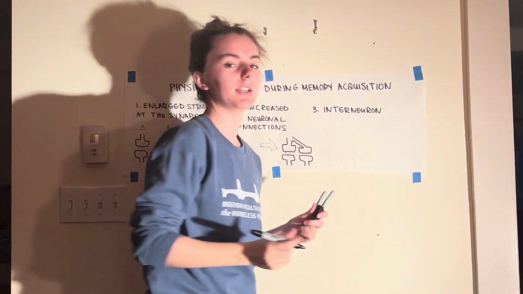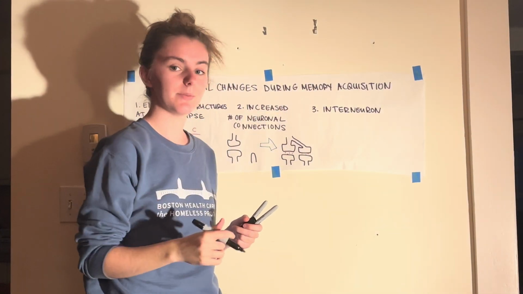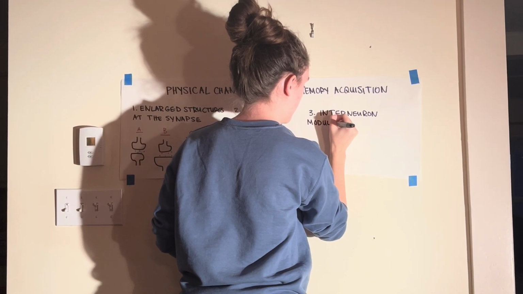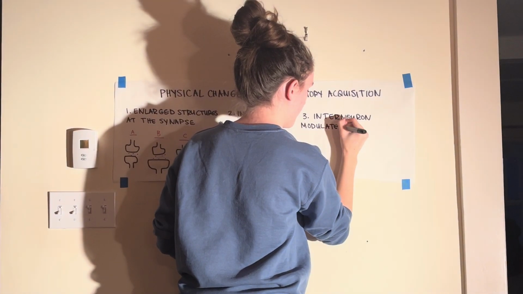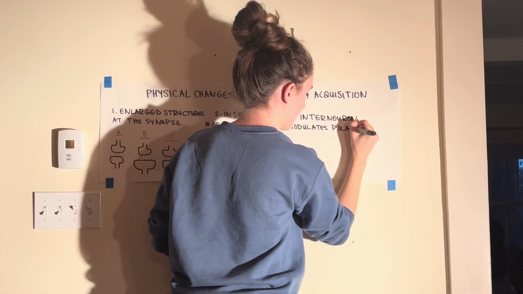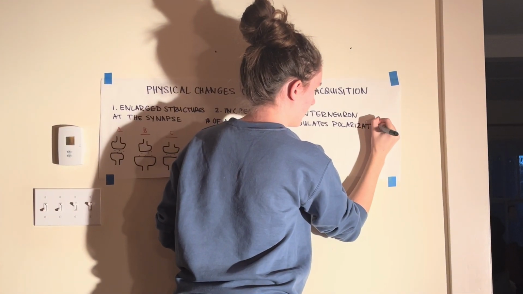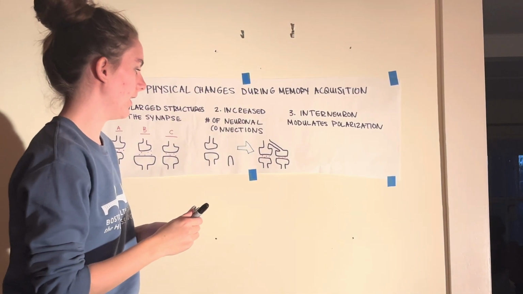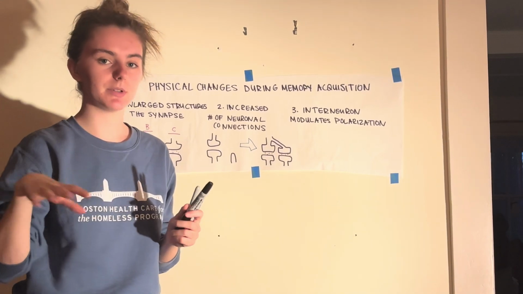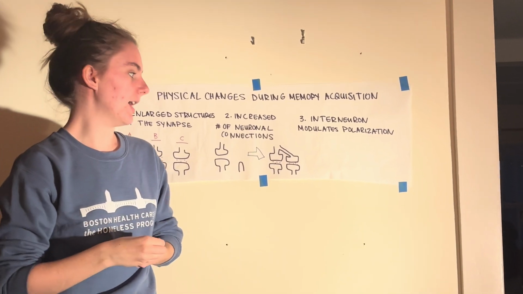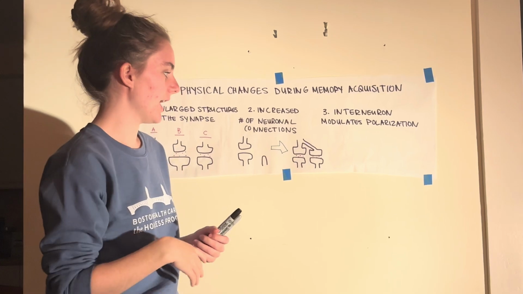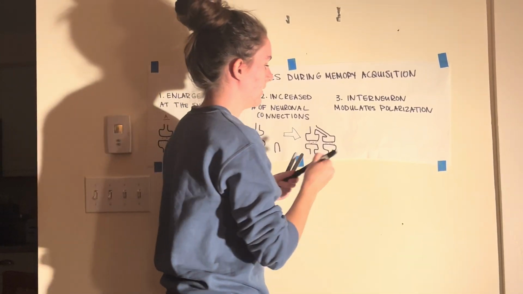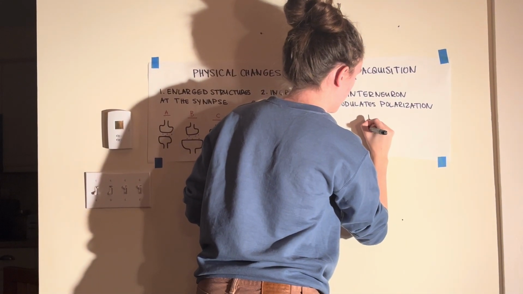And then the third thing that might happen is that an interneuron can get involved. The interneuron modulates the polarization of the presynaptic neuron. So what that means is that another neuron would change the resting membrane potential of the presynaptic neuron and make it so that during each action potential that the presynaptic neuron fires, more neurotransmitters are released.